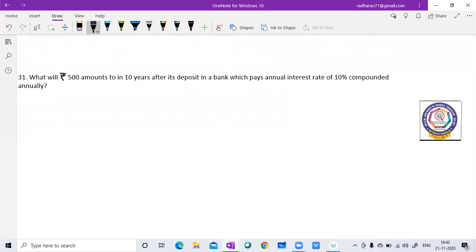So how much amount has been deposited? Rupees 500. That is nothing but the principal P. And for how many years has it been deposited? 10 years. So n is 10 years. And what is the rate of interest? 10%. So R is equal to 10%. And how much does it amount to at the rate of 10% compounded annually? Compounded annually, which means we have to find it using compound interest.